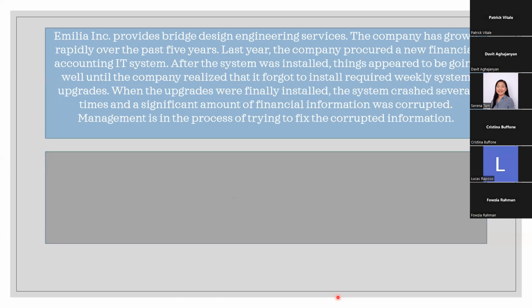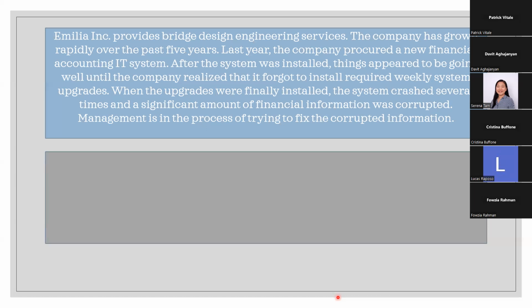Okay, last one. Amelia Inc. provides bridge design engineering services. The company has grown rapidly over the past 5 years. Last year, the company procured a new financial accounting IT system. After the system was installed, things appeared to be going well until the company realized that it forgot to install required weekly system upgrades. When the upgrades were finally installed, the system crashed several times and a significant amount of financial information was corrupted.